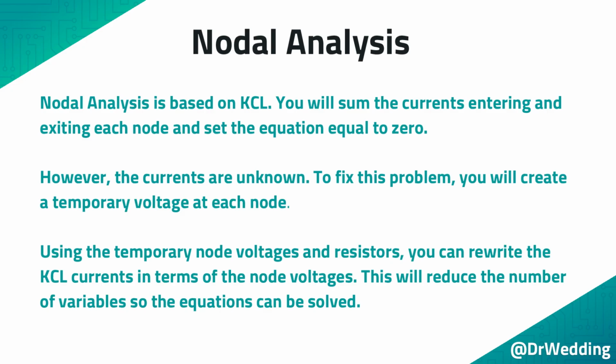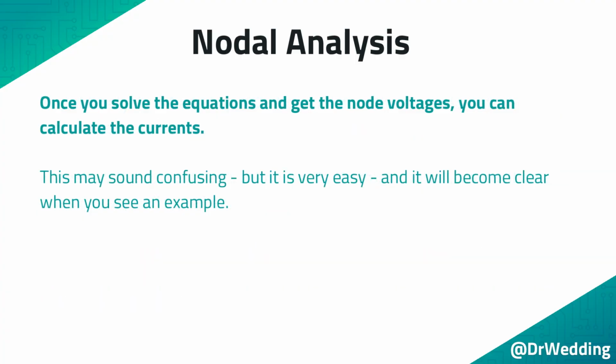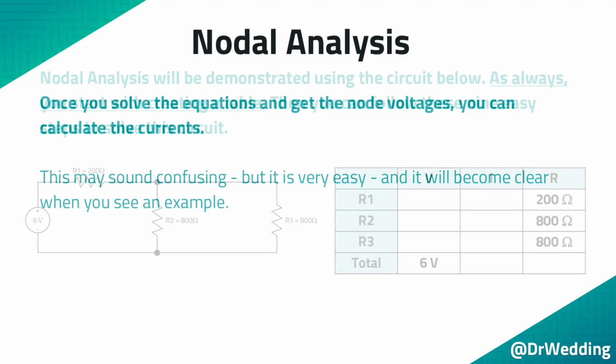However, the currents are unknown. To fix this problem, you will create a temporary voltage at each node. Using the temporary node voltages and resistors, you can rewrite the KCL currents in terms of the node voltages. This will reduce the number of variables so the equations can be solved. Once you solve the equations and get the node voltages, you can calculate the currents. This may sound confusing, but it is very easy, and it will become clear when you see an example.